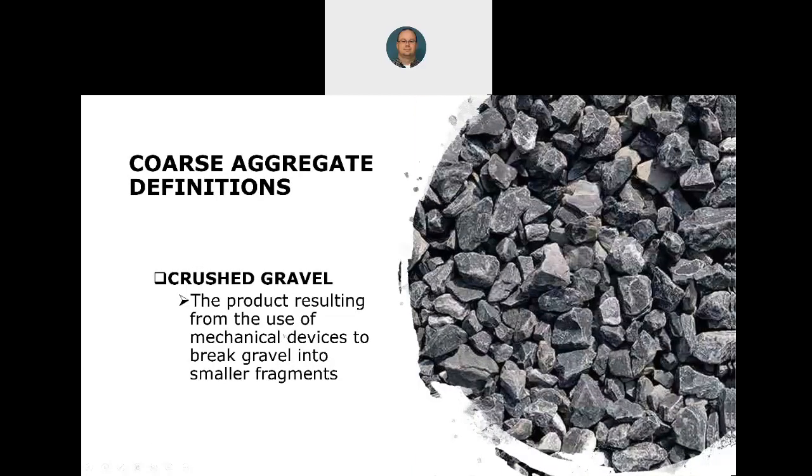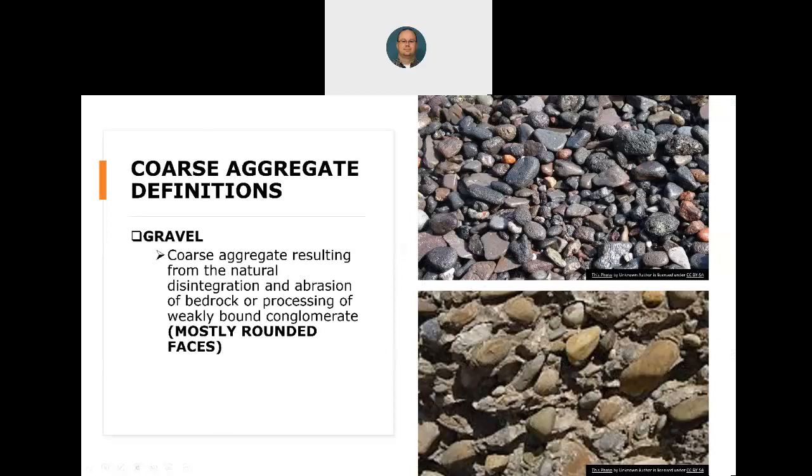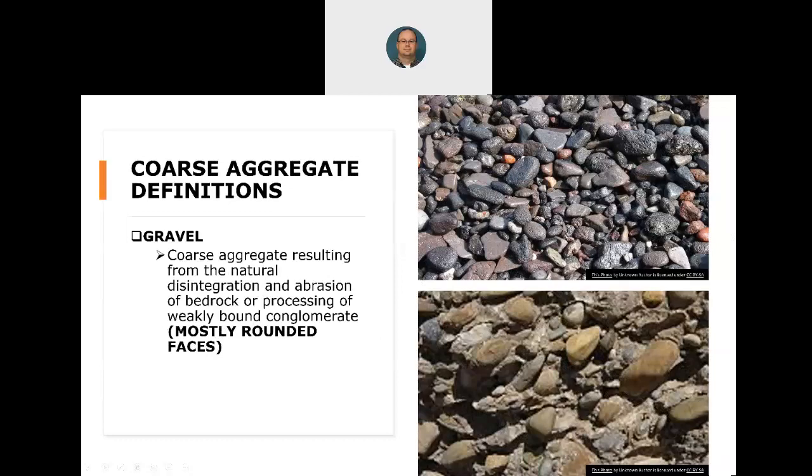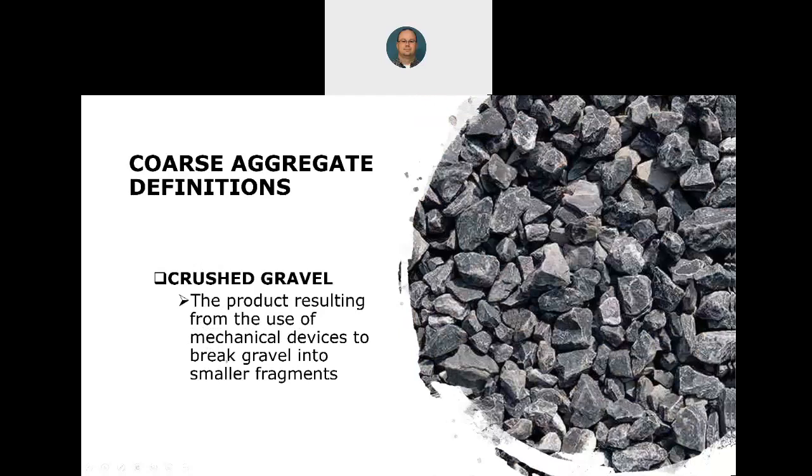Crushed gravel is the product resulting from the use of mechanical devices to break gravel into smaller fragments. When you hear the word crushed, they will be taking natural, rounded gravel and running it through a crusher so we can get an angular face. So gravel is natural from glaciers, rounded. Crushed gravel is natural gravel run through a crusher to get angular faces. I'll explain later why we want those angular faces.